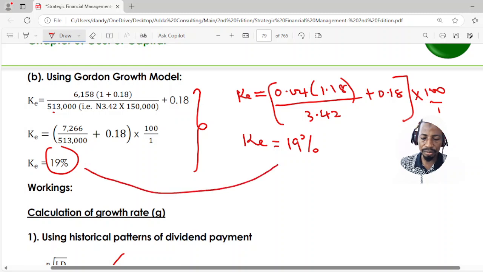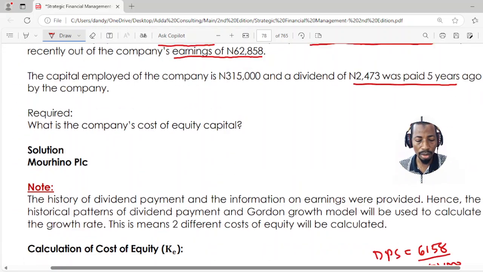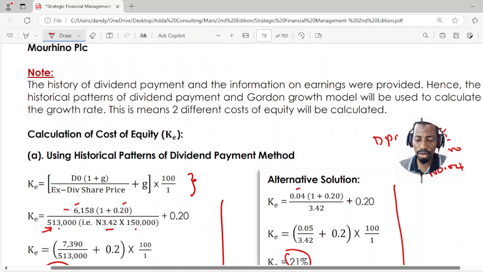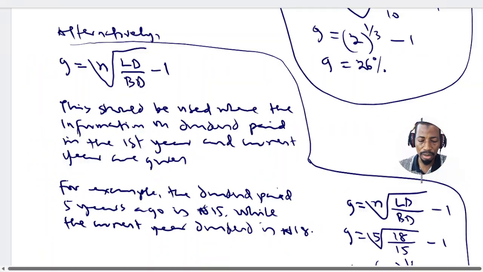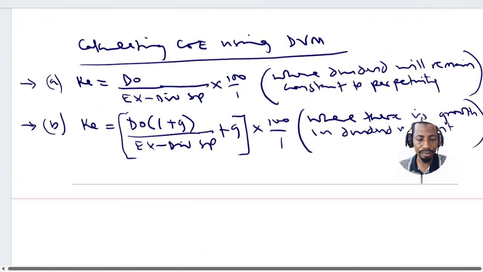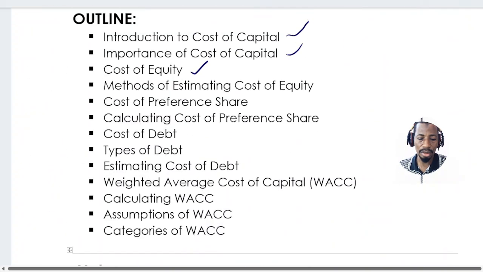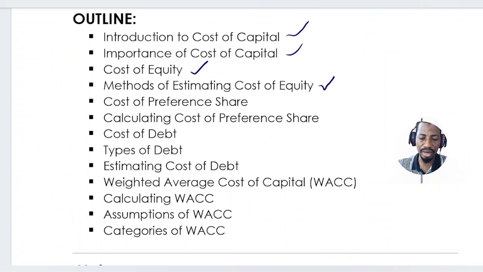So whether I use the absolute number or I use par value, I'm supposed to get the same thing as my cost of equity. At this point, we are moving to cost of preference share. We are done with estimating cost of equity. Let's discuss cost of preference share.